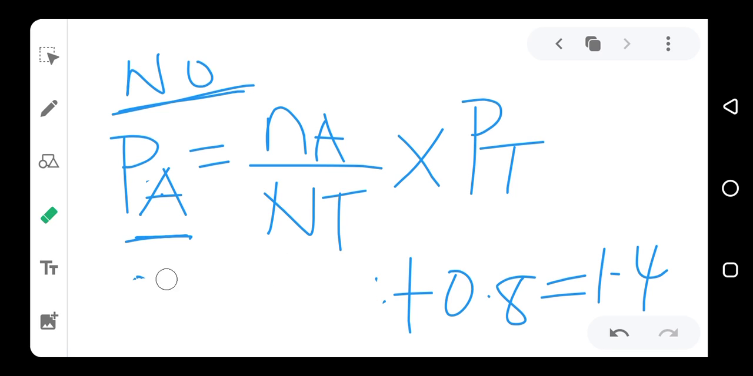The first one is 0.4 plus 0.2 and then 0.8. It will still give us 1.4. This is the total number of moles, Nt. Now, this one is the number of moles for Na.